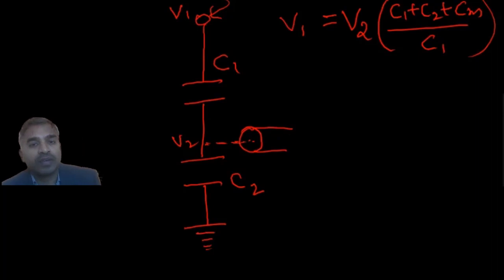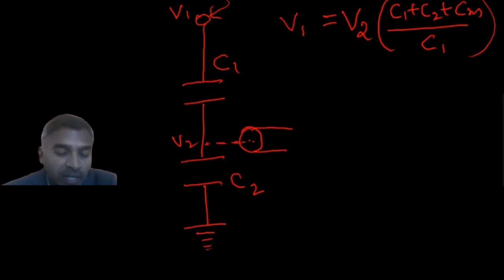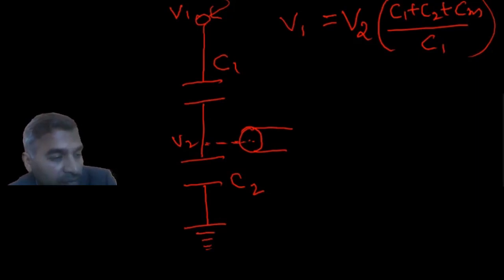Everyone agrees with that? C2 should be higher, sir. Why? Because we do not desire for the current to divert towards Cm. So C2 should be larger, then it will provide a low impedance path as compared to Cm. C2 should be larger so that the current will not go through Cm.